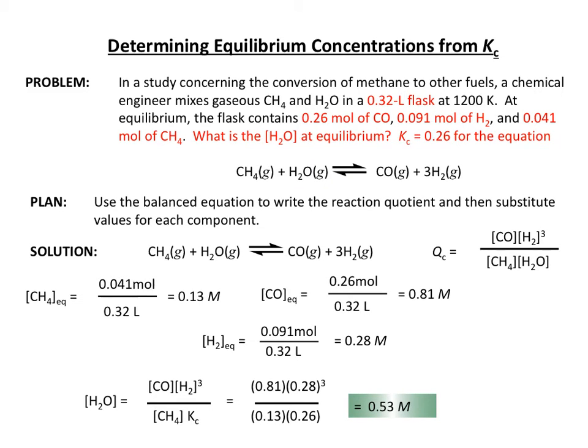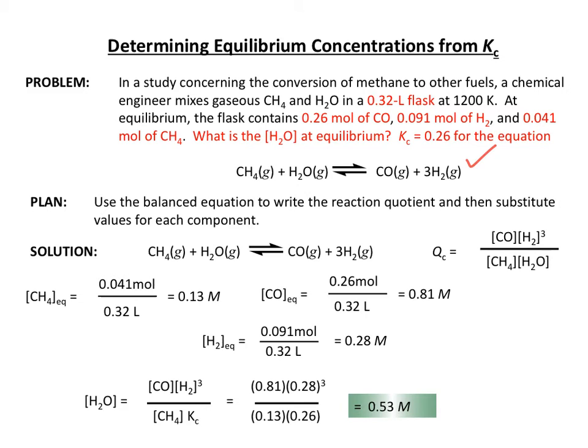The value for the equilibrium constant is equal to 0.26 for the equation given below, which is simply the reaction of methane with water to produce carbon monoxide plus hydrogen gas. First of all, double check and make sure you have a balanced equation. Let's see, one carbon, one oxygen, 6 hydrogens, and we do have a balanced equation, so make a note of that.